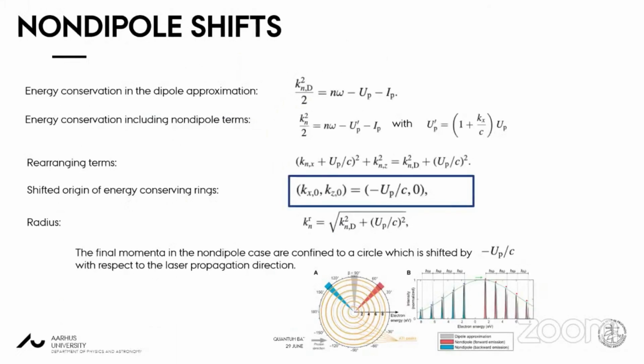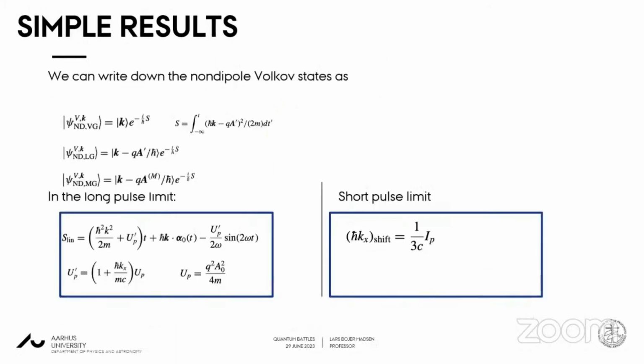This is exactly found in this type of theory, so that's nice. Another thing that you can do is consider the long pulse limit, and then you can do all these integrals for the vector potential, and you get a quiver motion term, a linear term in t, and an oscillatory term. And the new thing here is that this U prime is the normal ponderomotive potential, the cycle-averaged kinetic energy, but it now depends on what direction the photoelectron moves. That's the effect we're after.